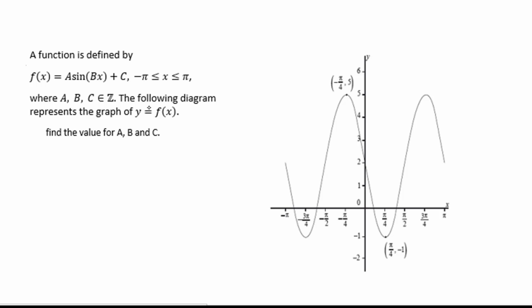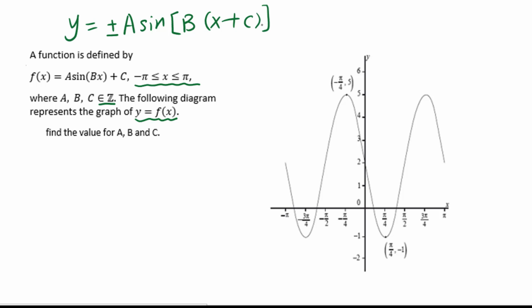Let's look at this question. A function is defined by f of x equals a sine bx plus c, where x is between negative pi and pi, and a, b, c are integers. The following diagram represents the graph of y equals f of x. Find the values for a, b, and c. First of all, we will write down our pattern: y equals plus or minus a sine of bx plus c, plus d.